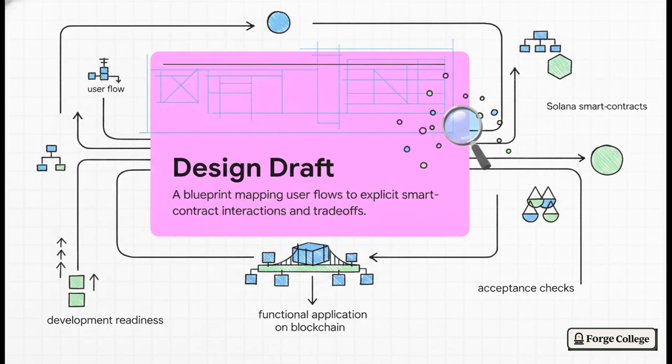Okay, let's dive right in by defining our main goal. What exactly is a design draft? Well, it's a comprehensive blueprint mapping every single user-facing flow to explicit Solana smart contract interactions, trade-offs, and acceptance checks. This isn't just some random folder of loose ideas, okay? It is a concrete deliverable that definitively proves your dapp is ready for future development. Think of it as the ultimate bridge between a great idea and a fully functional application on the blockchain.